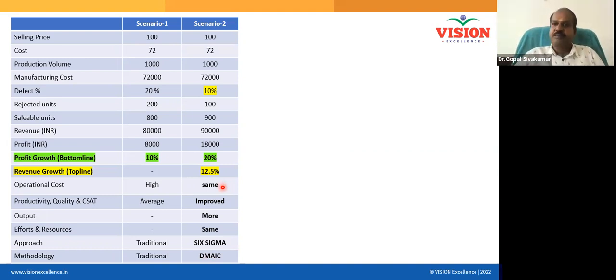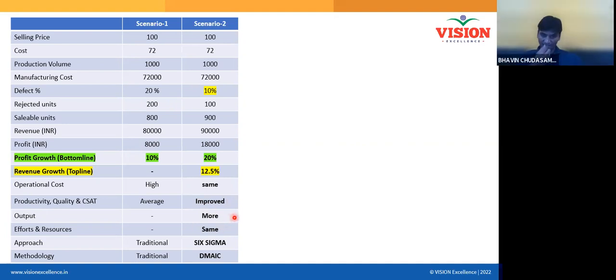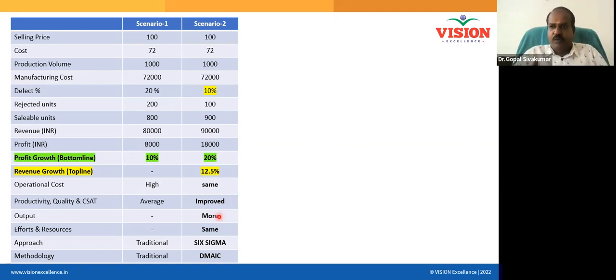In fact, your work has come down now. Rework has reduced. So operational cost, I have mentioned only same, it can be lower. And the customer satisfaction, quality, and productivity. Can you notice a positive impact on productivity, quality, and customer satisfaction? All of you agree with me? Yes, sir. Beautiful. That means you have produced more output now using the same resource.